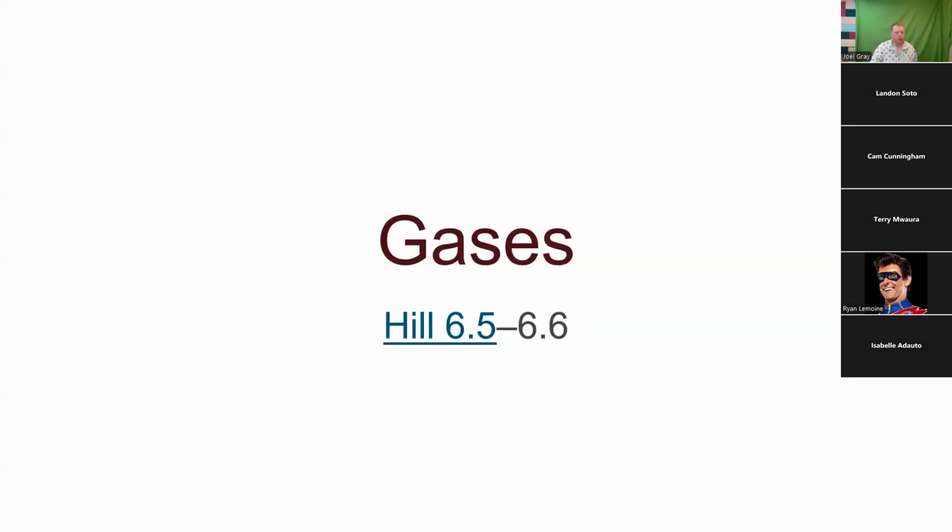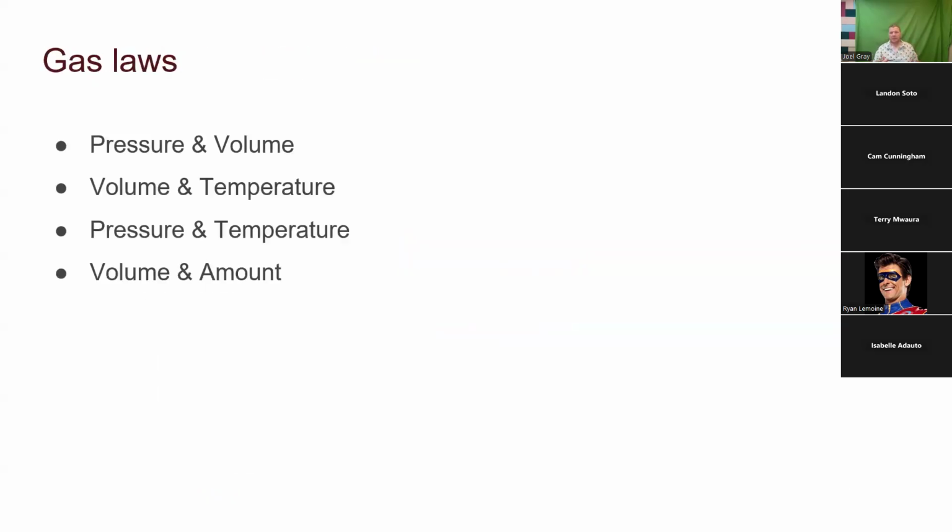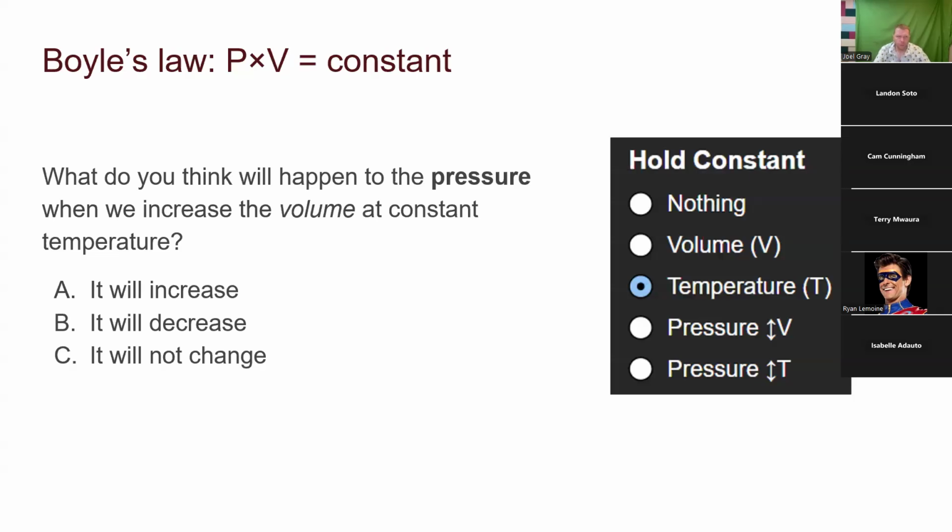Okay, so I'm going to jump ahead to, I think, our fourth slide: the four different gas laws that we're going to be getting into today. Our gas laws define relationships between pressure and volume, pressure and temperature, volume and temperature, and volume and amount of a gas. So these are the four different laws that we're going to be exploring. The first law is commonly known as Boyle's law, and Boyle's law describes the relationship between pressure and volume.